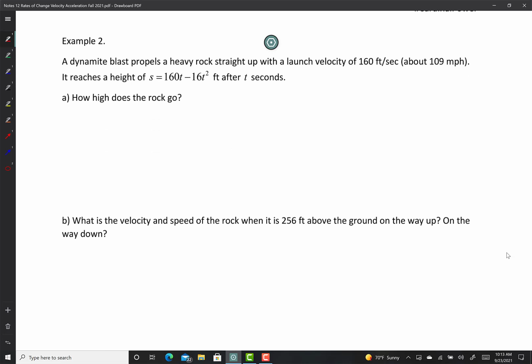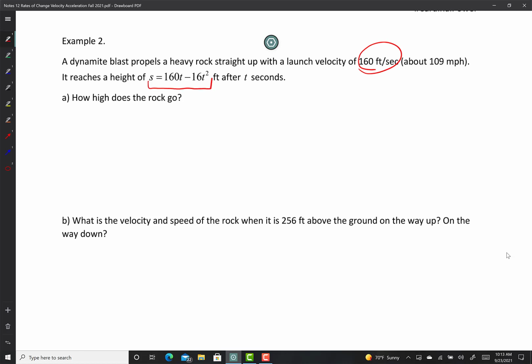Ready? A dynamite blast propels a heavy rock straight up with a launch velocity of 160 feet per second. And then I gave you the miles per hour there. It reaches a height of s equals 160t minus 16t squared feet after t seconds. If you were in physics 1, they would probably call this initial velocity. So this equation came from somewhere. Where did it come from?